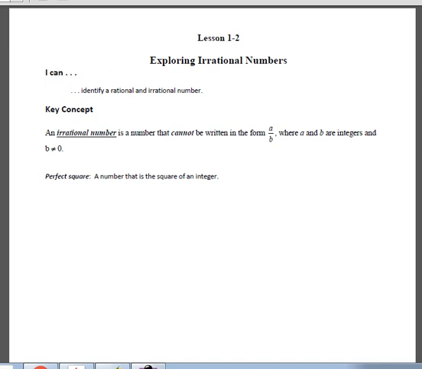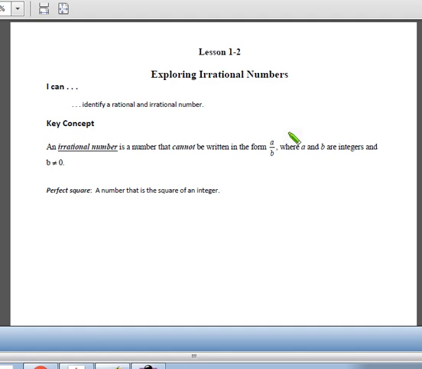The learning target is, I can identify a rational and irrational number. Most of the numbers you've experienced already in your lifetime are rational numbers. So irrational are going to be new, sort of. They exist all around us, but we don't always recognize them. I think the most popular or commonly known irrational number is pi, and we'll talk about what pi is.